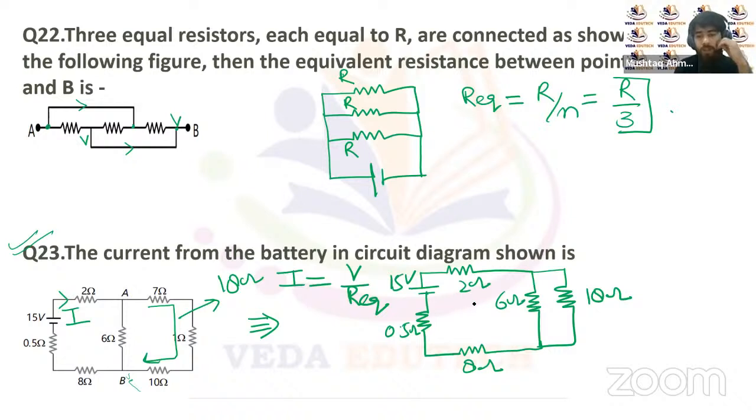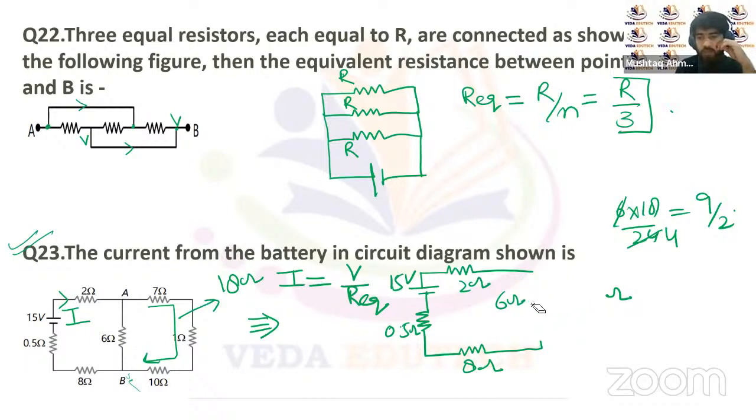Now you can see here 18 ohm and 6 ohm are in parallel to each other. So their equivalent will be 6 multiplied by 18 upon 24. That will be equal to 9 upon 2, that's 4.5. So this circuit can be replaced by a resistance of 4.5 ohm. Now 4.5 plus 0.5 is 5, 5 plus 2 is 7, and 7 plus 8 is 15. That's equal to 15 ohm. So R equivalent is 15 ohm.